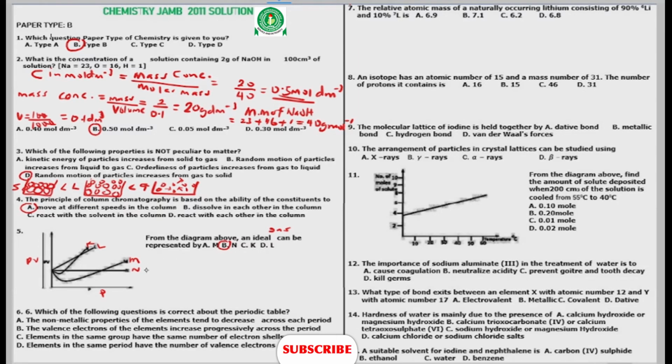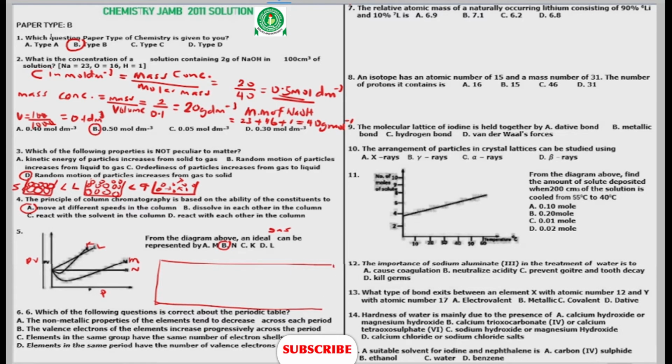Which of the following properties is correct about the periodic table? Now, the periodic table is a table that contains all the elements according to increasing atomic number. So when I talk about the periodic table, let me just sketch it for us here.